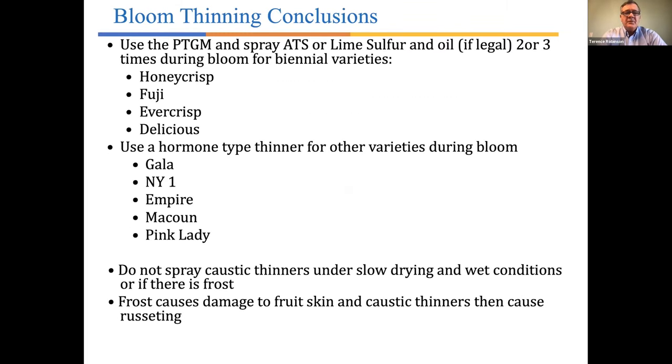So my suggestions for bloom thinning is use a pollen tube growth model. I think it's a great addition, but use ATS. That's really the only legal one in New York. If you're listening from another state where lime sulfur and oil is legal, you can spray that. And I like that particularly on biennial bearing varieties like Honeycrisp, Fuji, Evercrisp, and Delicious. However, for more annual varieties, I think you can do just almost as well with a hormone type thinner like Gala, Snapdragon, Empire, McCoun, Pink Lady.